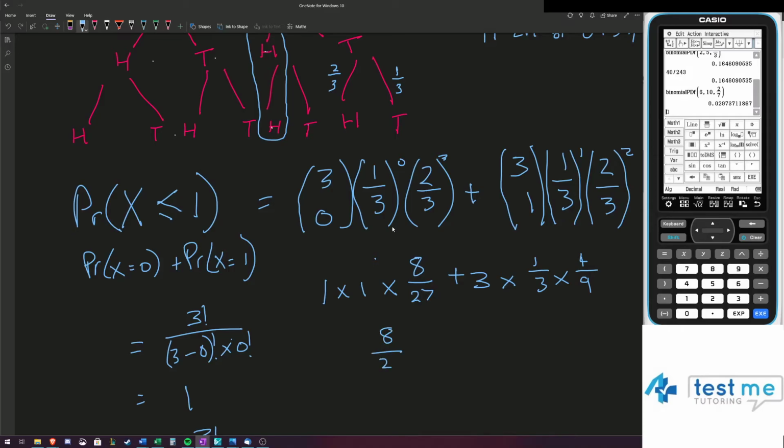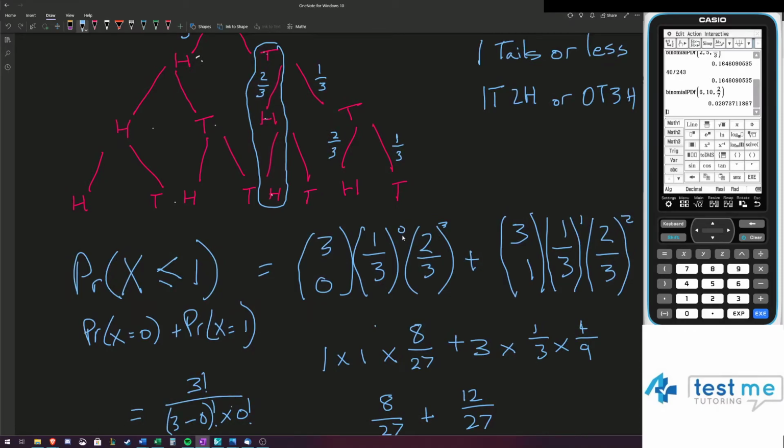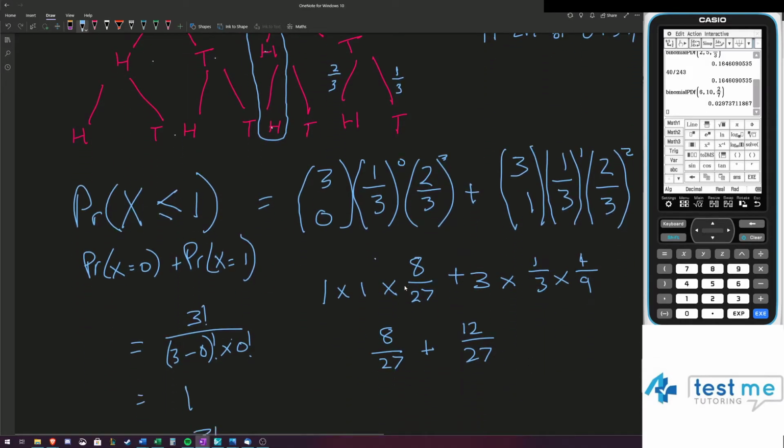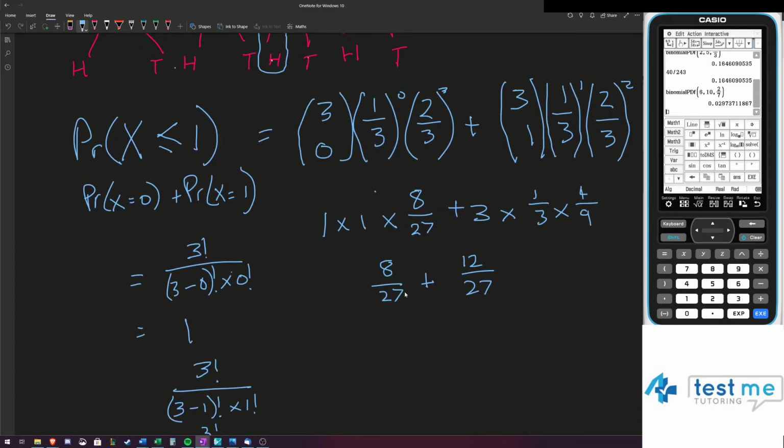So we're left with 8 on 27 plus 3 times 4, so that's 12 over 27. Hope that's okay. Feel like I've skipped something, but we'll just push through. Okay, and then we got that is equal to 20 over 27. I might have skipped a step somewhere. If I've skipped a step and I haven't gone into enough detail, let me know. I can't see where I would have, but let's just keep going. So that's saying the probability of getting 1 tail or 0 tails is 20 over 27.